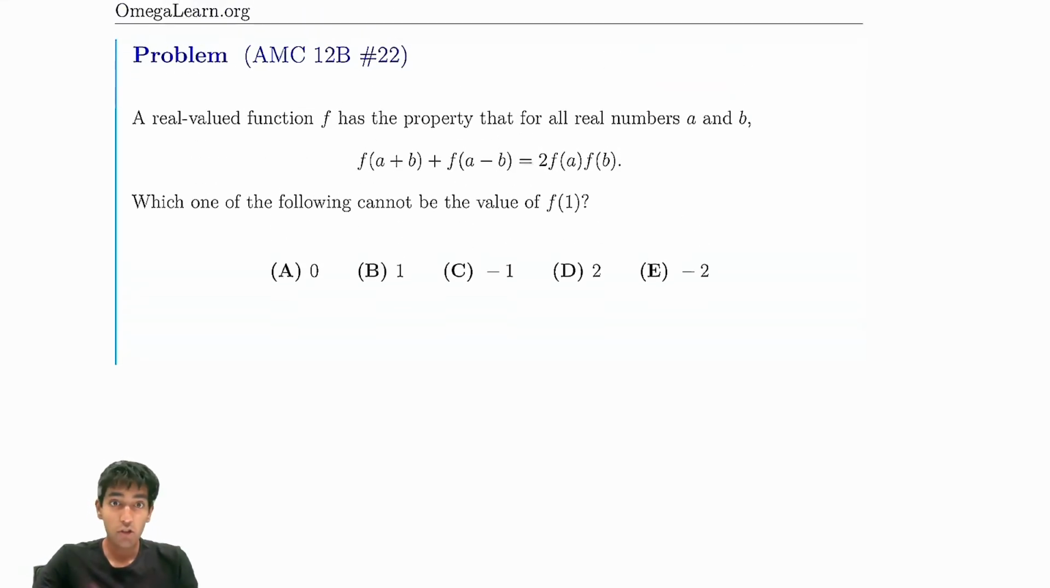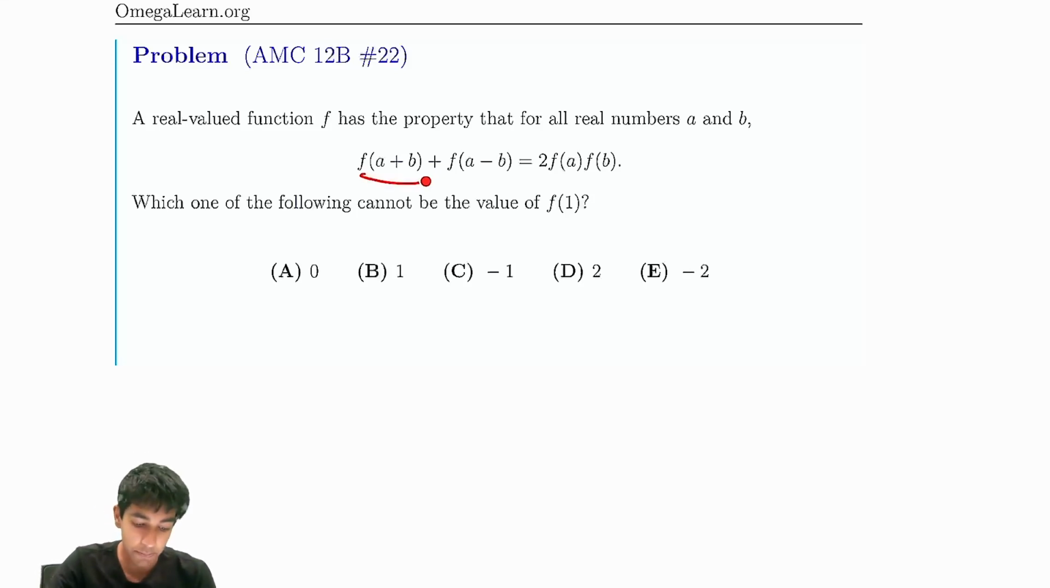Let's now learn how to solve number 22 on the 12B. Arguably it could be considered one of the most tricky problems on this. It's probably the second or third hardest problem on the 12B. So we have this functional equation, f of a plus b plus f of a minus b is 2 f of a times f of b. How do we even approach something like this?